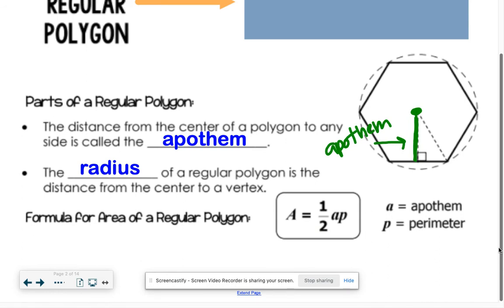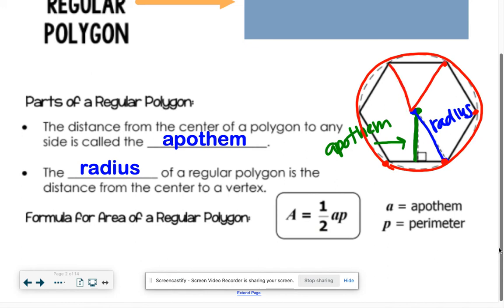That is your apothem. Now, the radius of a regular polygon is the distance from the center to the vertex. Remember, your vertex are where two sides meet. So the segment that goes from the center to where two of your sides meet is called your radius. And why do we call it a radius? Well, if you were to draw a circle around your regular polygon, which is dashed out here, do you guys see this circle that they have dashed in? Since your vertices lie on the circle, these would all be radii, all the way around. That's why that's called a radius.